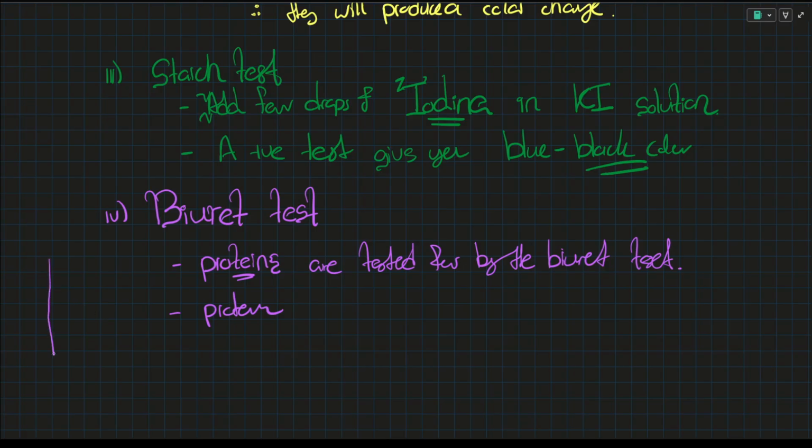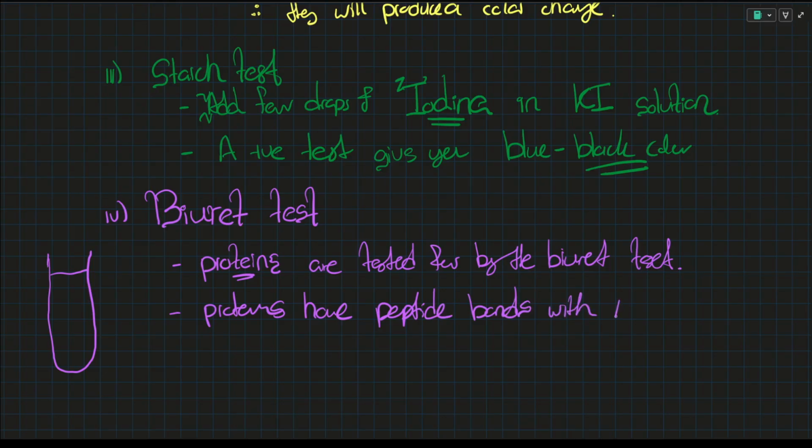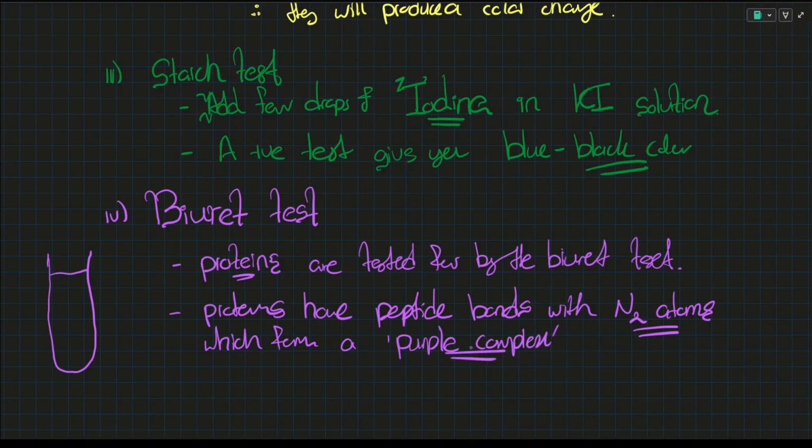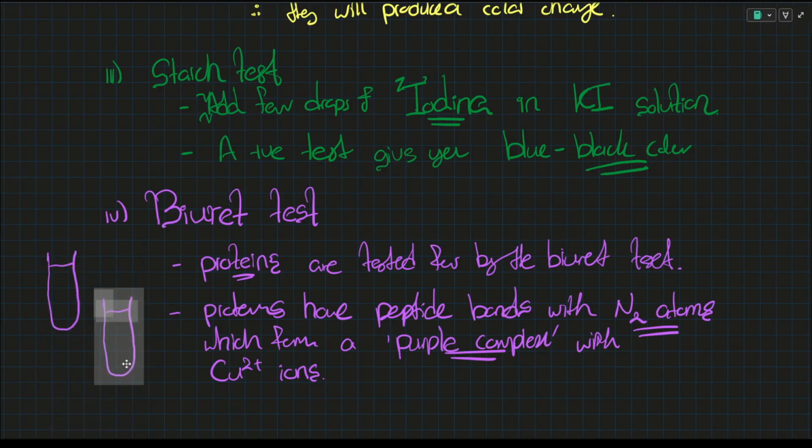If you have a positive Biuret test, let's see what we're going to observe. It's just an empty test tube with proteins right now. We'll see what the color changes are. Proteins have peptide bonds where the amino acids are linked. Every peptide bond is going to be composed of nitrogen atoms. Now you might have wondered why I picked purple to write all of this. That's because they form a purple color complex with the Cu2+ ions that we are adding. So we're adding something containing Cu2+.